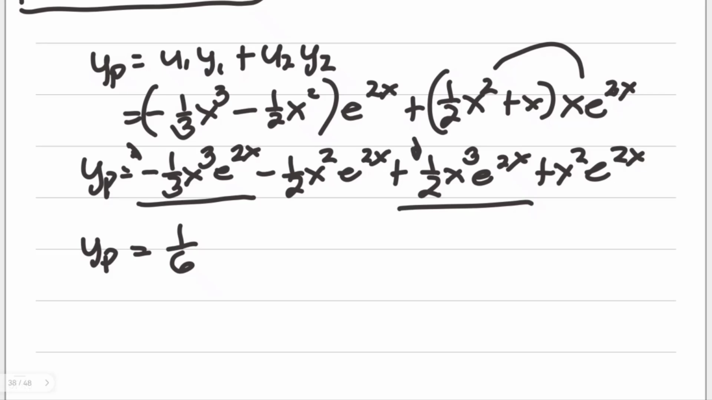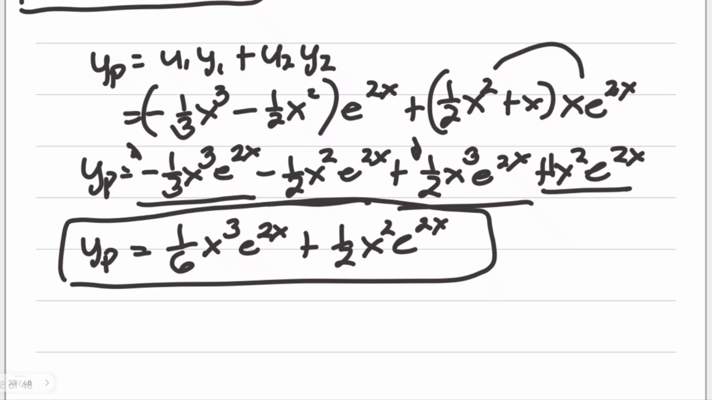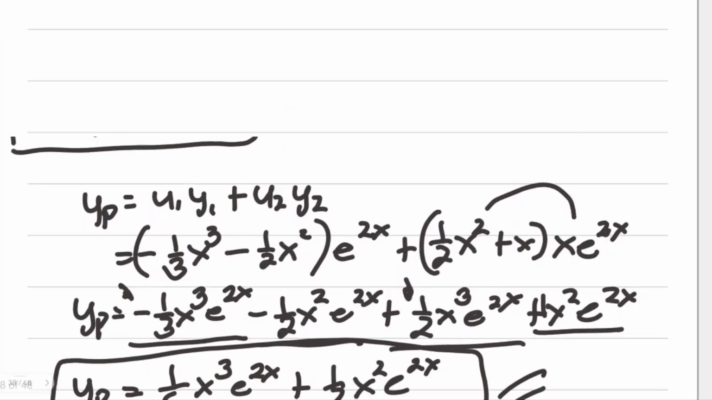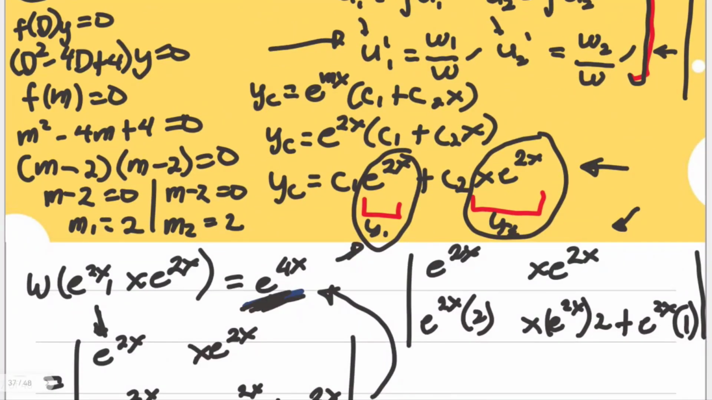So positive 1/6 x cubed e to the power of 2x, and you have here minus 1/2, and this is 1. So you have positive 1/2 x squared e to the power of 2x. As you can see, this is just our y sub p. Okay? So we really need a lot of steps. Now, to finalize our answers. Going back to the previous page, this is our solution just for this singular item. y sub c plus y sub p. And this was our y sub c earlier.